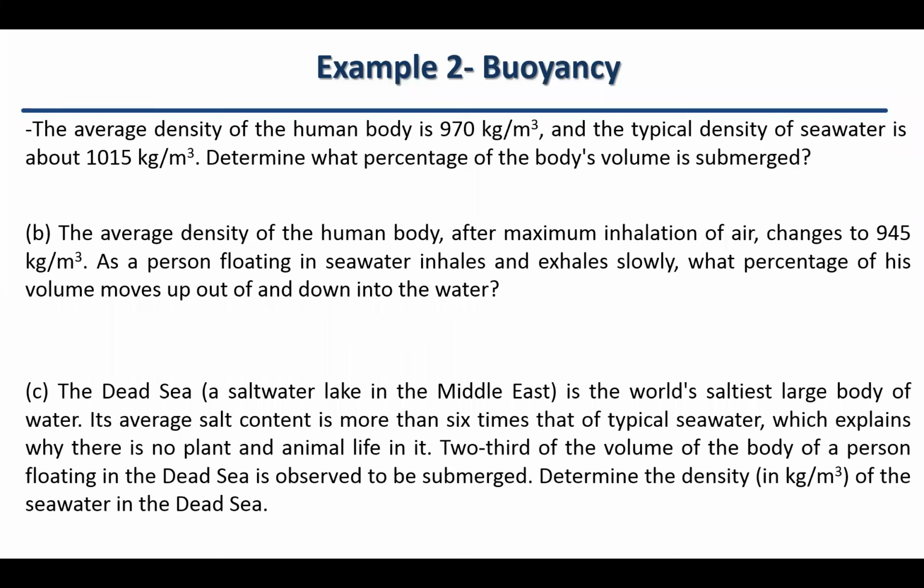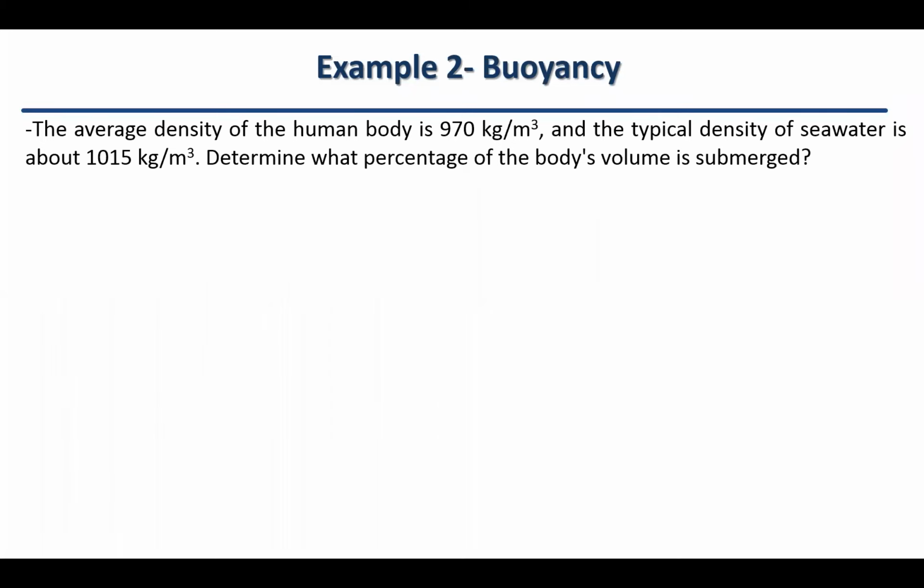Okay, let's look at the example, starting from section A. Based on the buoyancy force, we know this formula: M_B is equal to rho_W times the volume of the displaced water. M_B is the mass of the body, rho_W is the density of the water, and V_W is the volume of the water displaced. And also, for the human body, we have the density formula: the mass of the body is equal to the density of the body times the volume of the body.